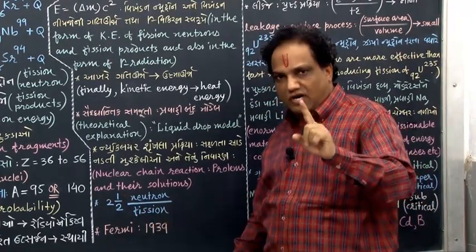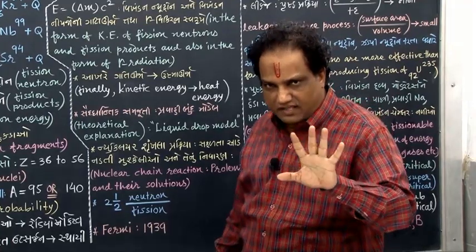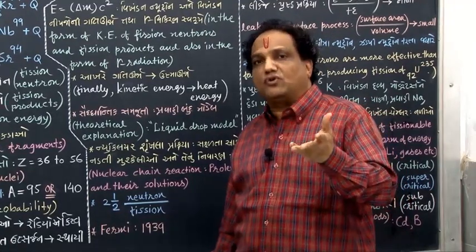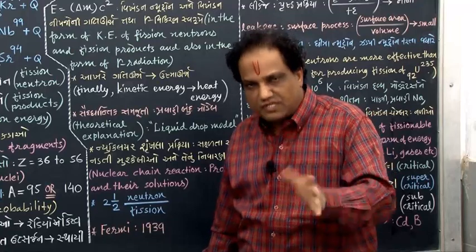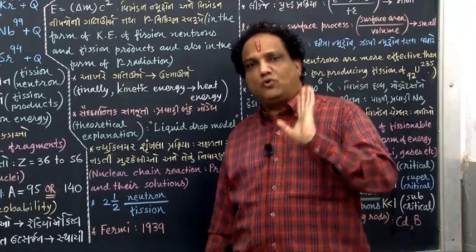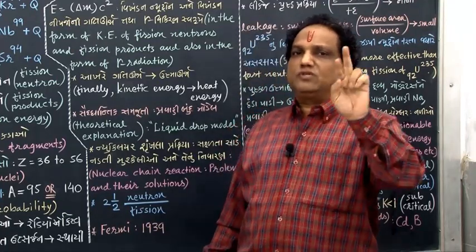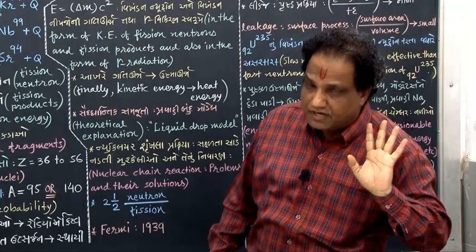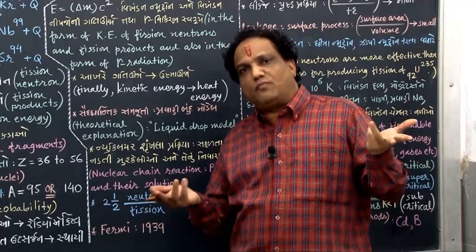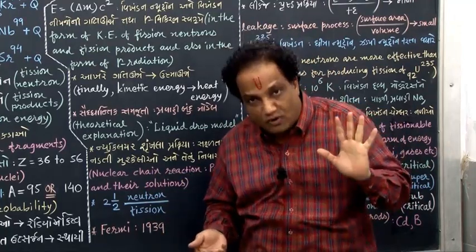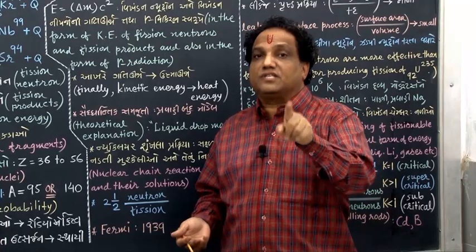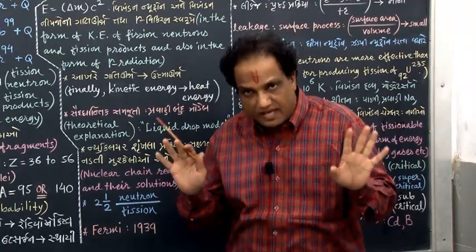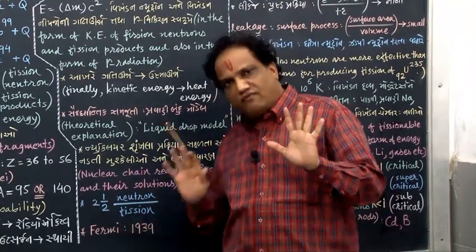2.5 does not mean 2 plus 0.5. It's not like that, correct? There cannot be half a neutron. Suppose you consider two processes. In one process, 2 neutrons are emitted. In another process, suppose 3 neutrons are emitted. So 2 plus 3 is 5. Number of processes is 2. 5 upon 2 will be 2.5. But that does not mean that there exists half a neutron. Half a neutron cannot exist. This is the figure on average.